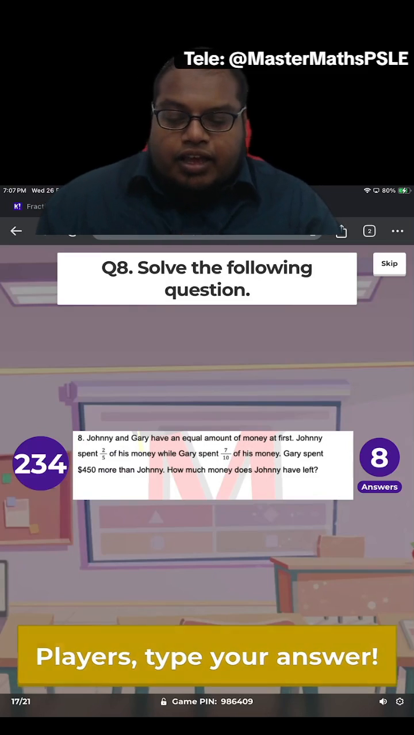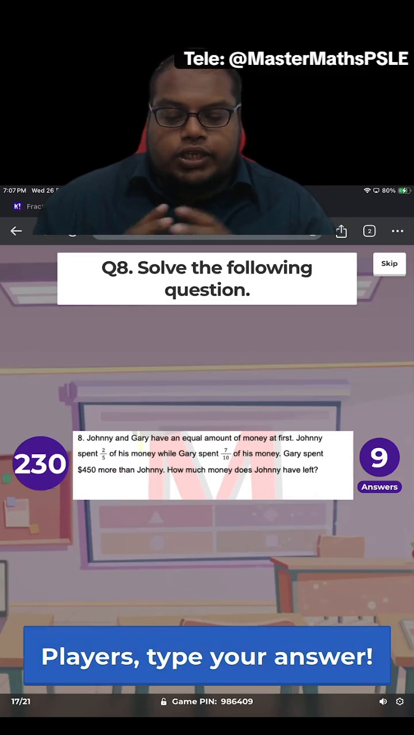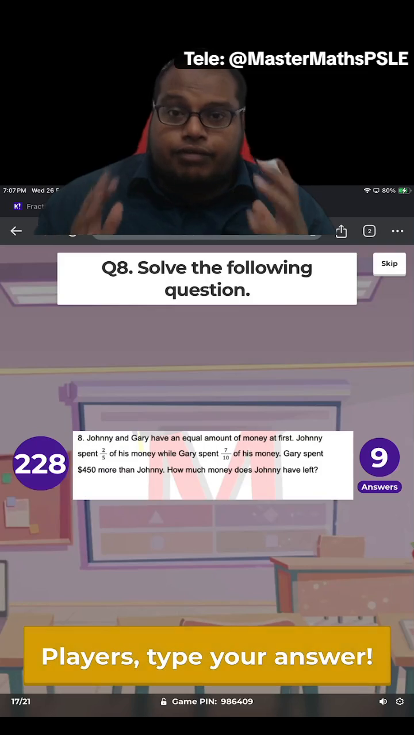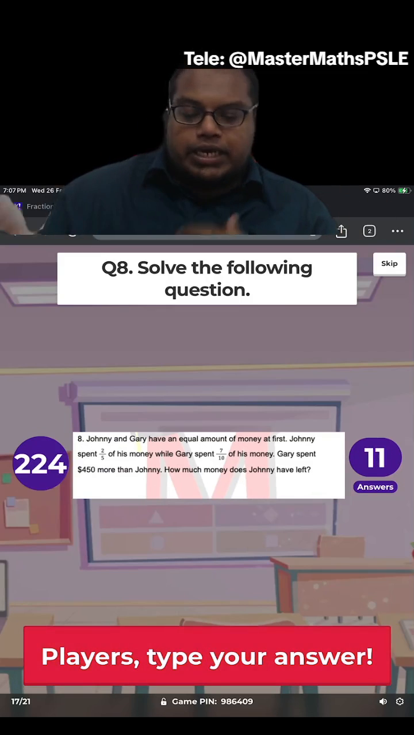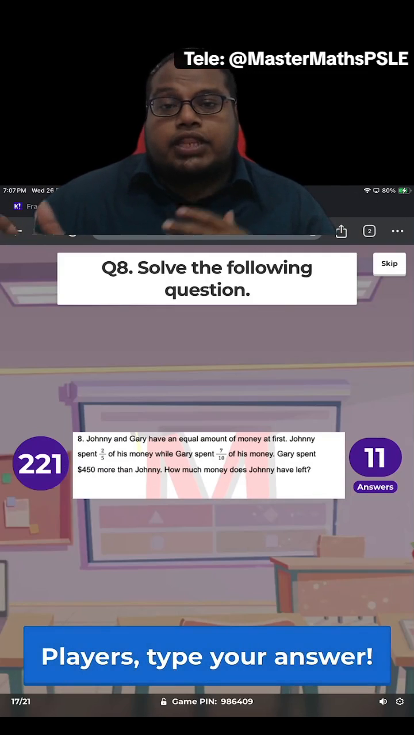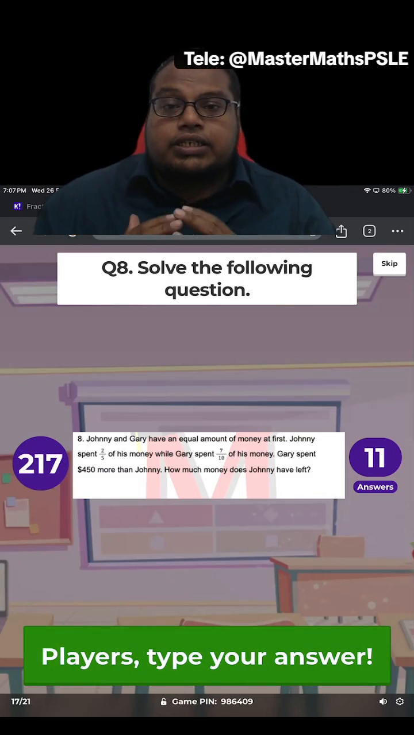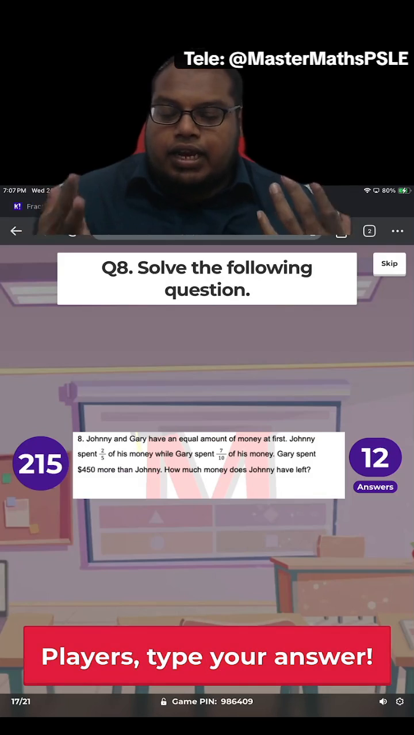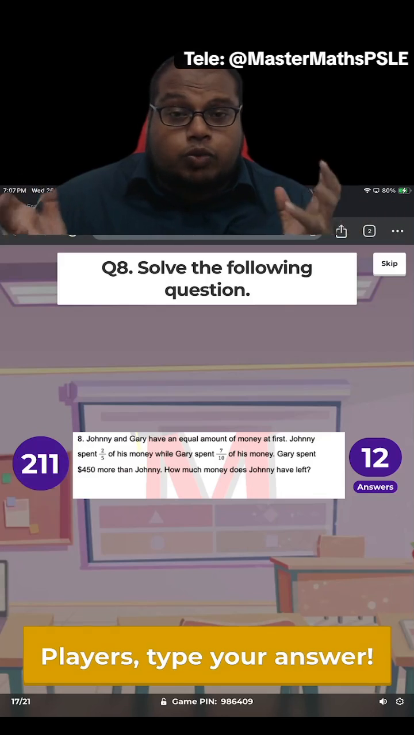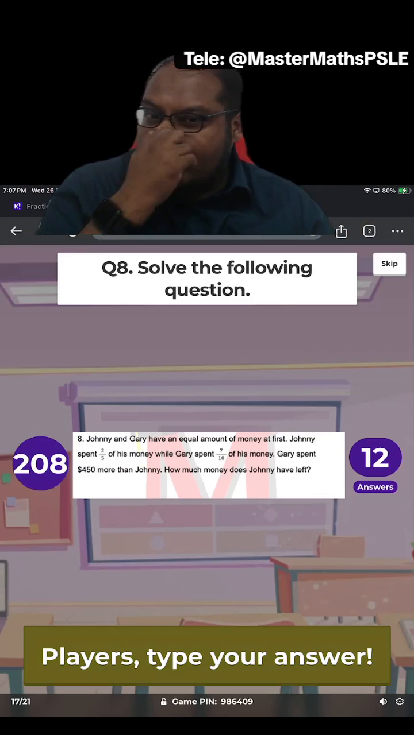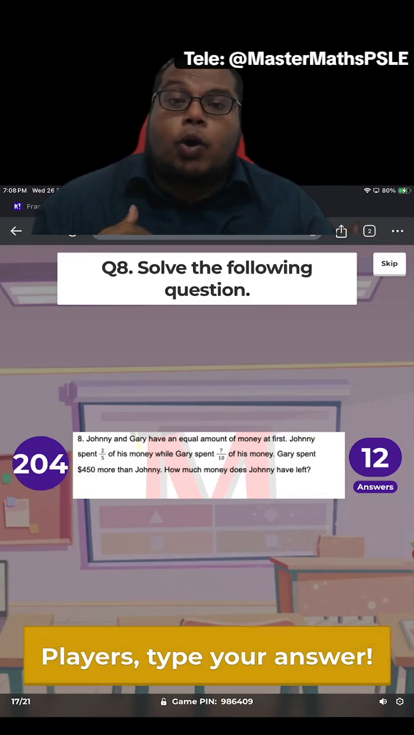Now let's go to the next question, the last question for today. Johnny and Gary have an equal amount of money at first. So this is about an equal amount of money at first. Then Johnny spent 2/5 of his money, while Gary spent 7/10 of his money. So the denominators here are their money, right? And they have an equal amount of money at first. So which one should be the same? Then Gary spent $450 more than Johnny.